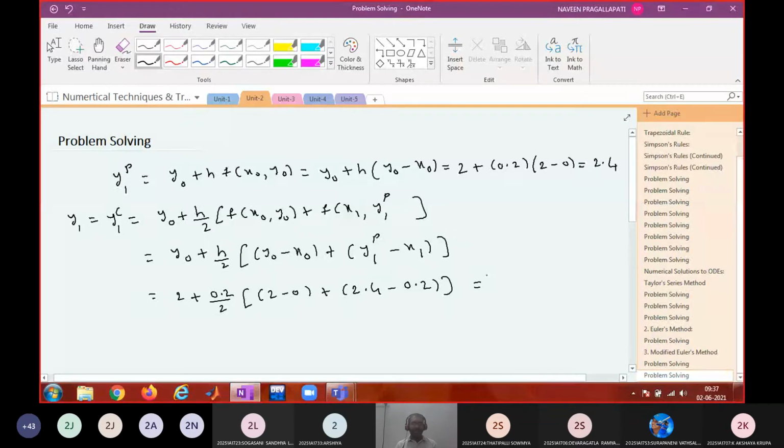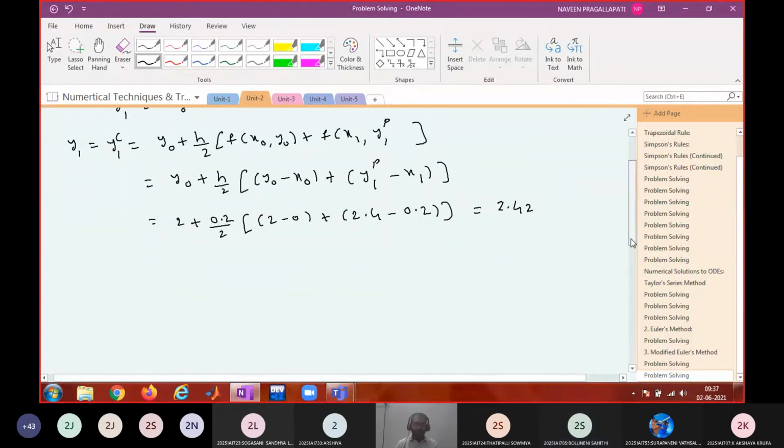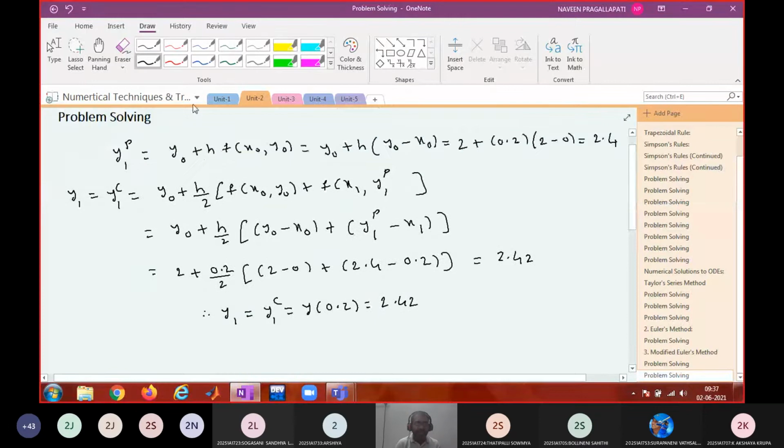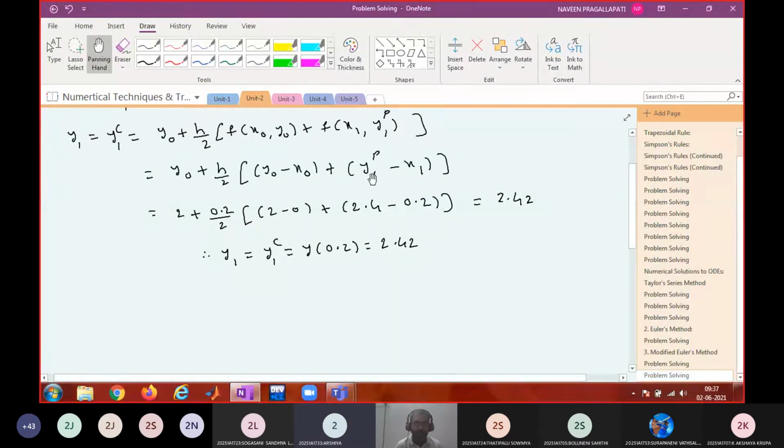What was that value? 2.426, 2.42. Okay. So therefore y1 corrector is equal to y of 0.2, which is equal to 2.4. And I am telling once again, practically if you want to improve this accuracy, repeatedly apply the same corrector formula. That means you substitute 2.42 here, you will get a better approximation. Instead of 2.4, if you substitute 2.42, you will get improved accuracy.